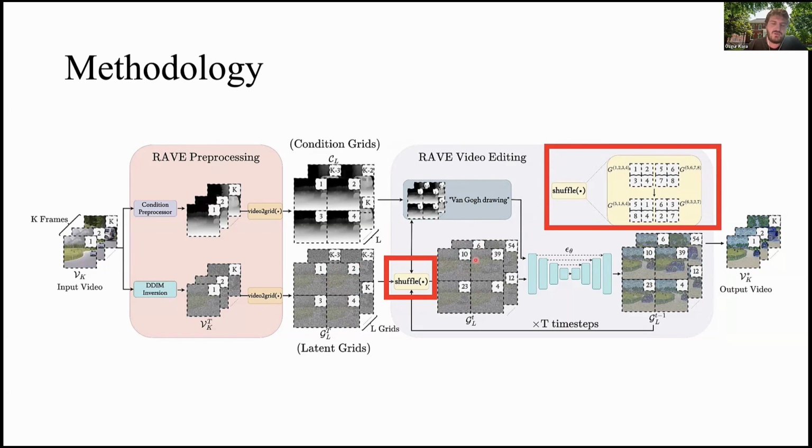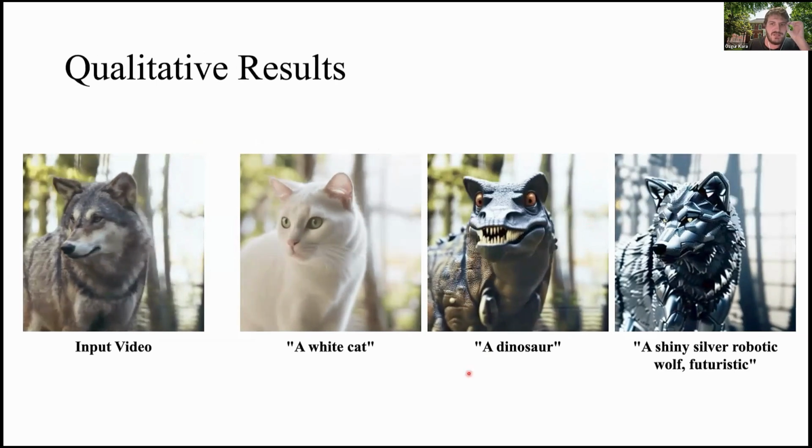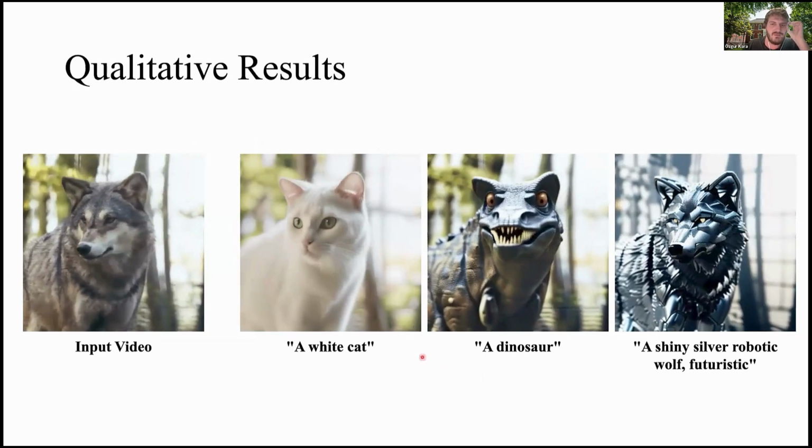At the beginning, I showed that feeding a grid into a diffusion model works well within the grid, but it doesn't work well for the frames that are out of the grid. But in this way, we flow the interaction across the grids, and hence we maintain the spatio-temporal interaction between each frame. So here we show some qualitative examples of a wolf.